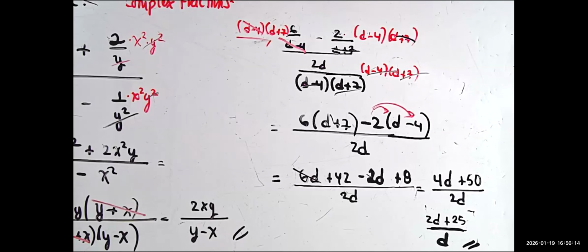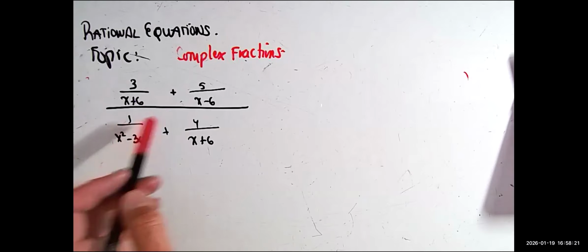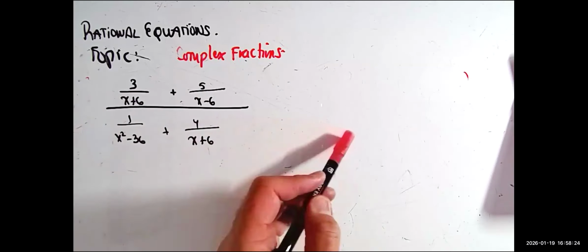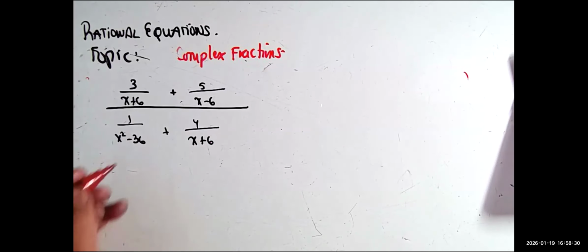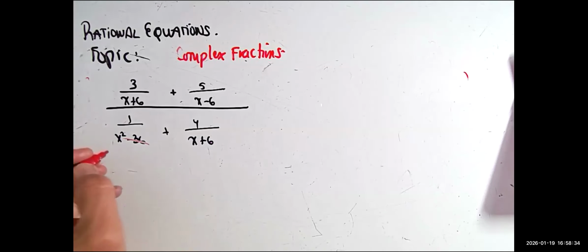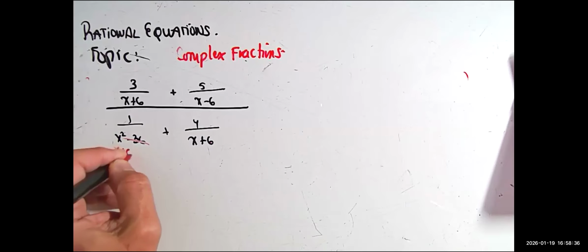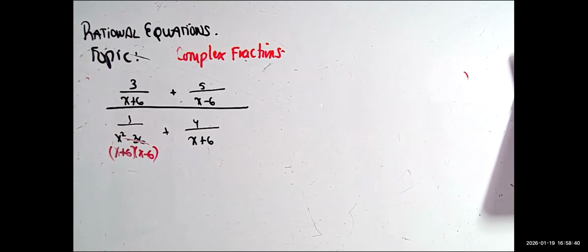Okay, let's have one more example. 3 over x plus 6 plus 5 over x minus 6, all over 1 over x squared minus 36, plus 4 over x plus 6. Right away, you should identify that this is a difference of squares. It factors as x plus 6 times x minus 6, and that will be exactly the denominator.